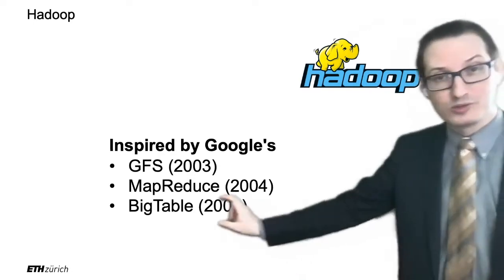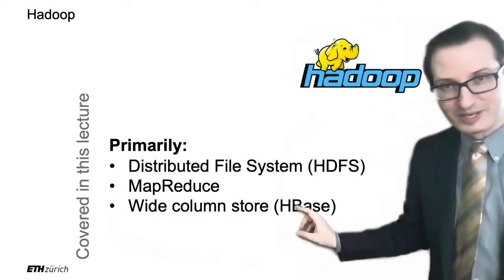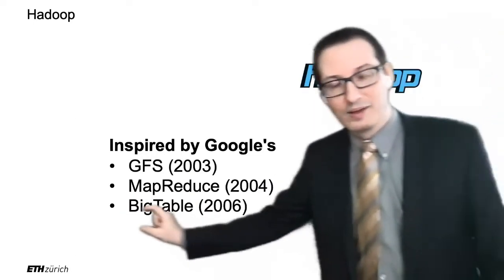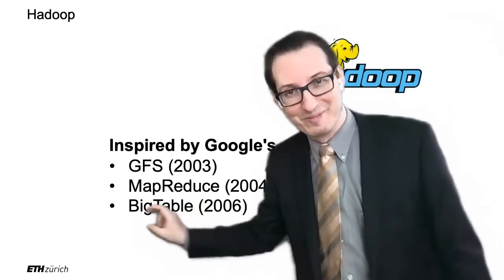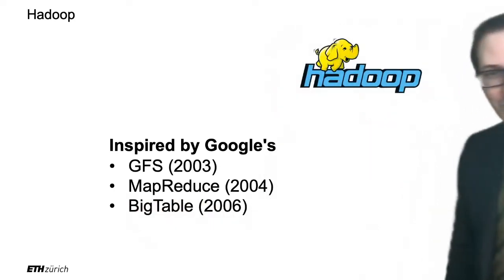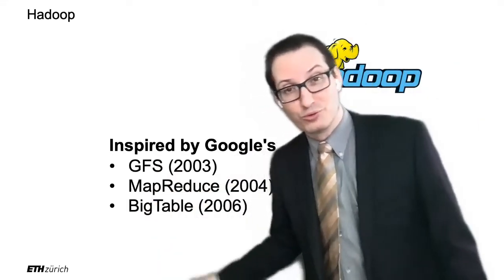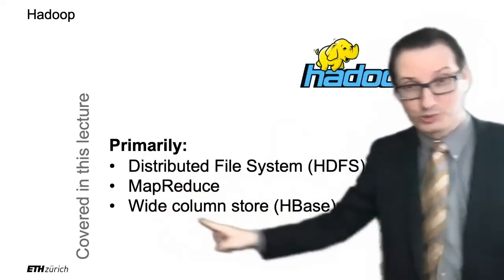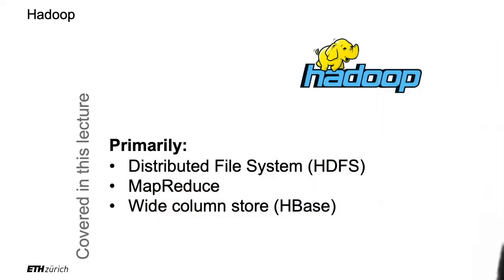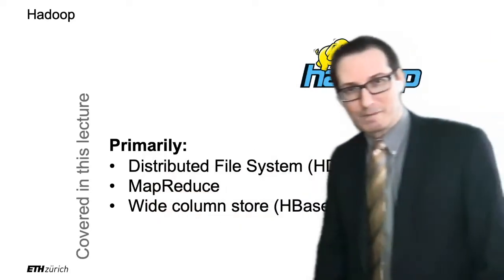And Bigtable is the Google HBase, right? So HBase is the Hadoop one. Bigtable, that's such a cool name. That was the Google wide column store, all right? But these are proprietary. These are not the ones we look into. The ones we look into in this lecture are the open source ones. So HDFS, Hadoop MapReduce, and HBase.